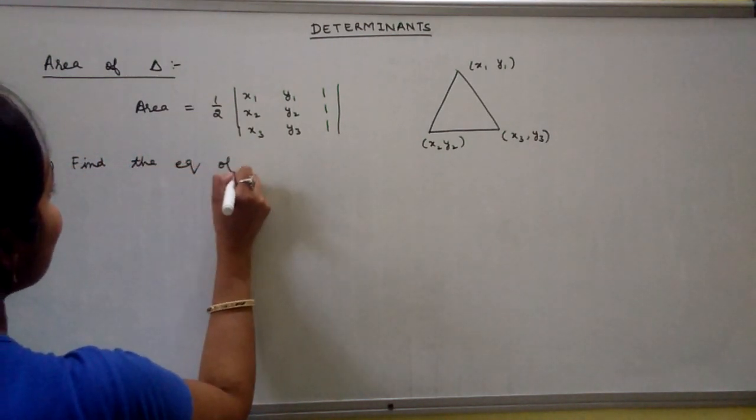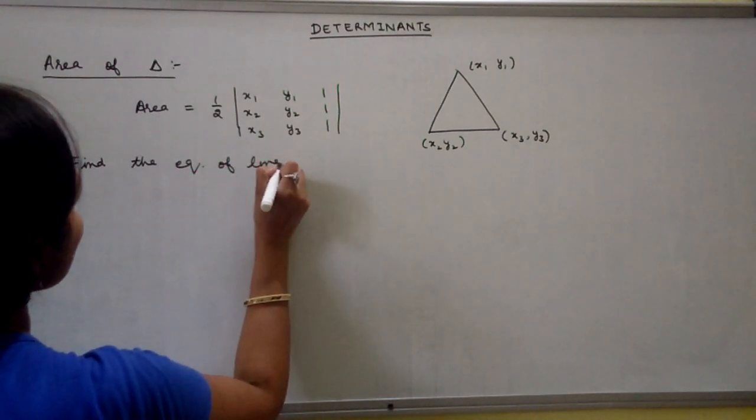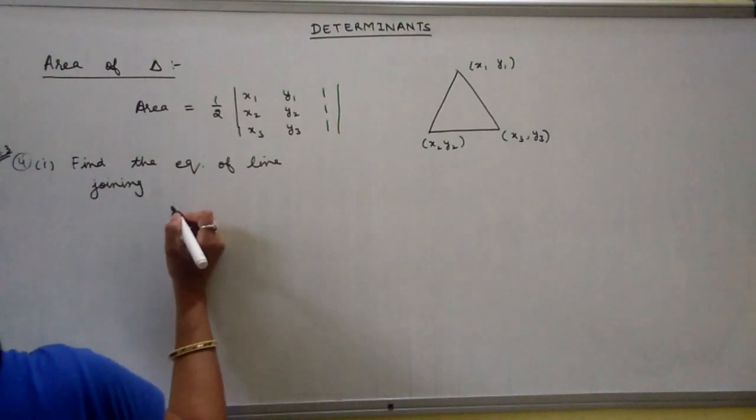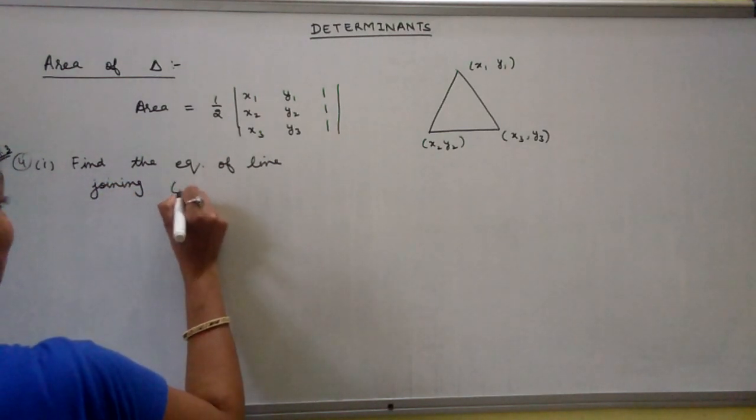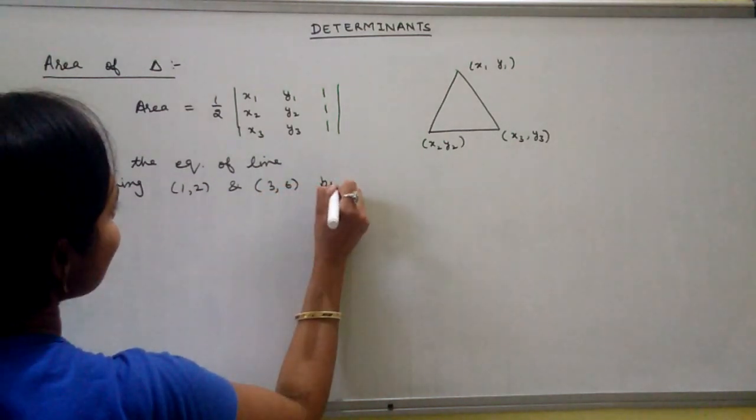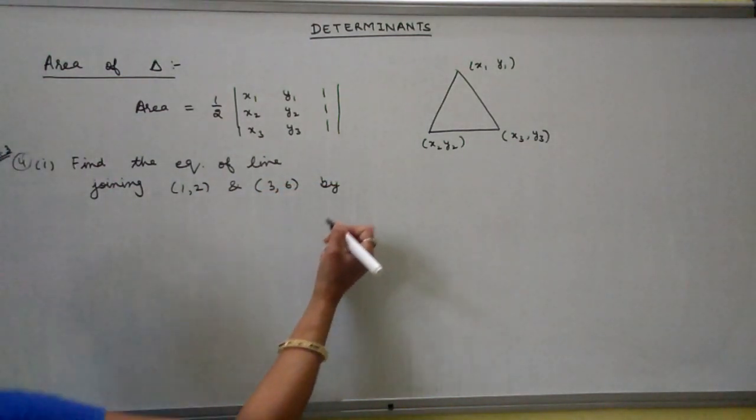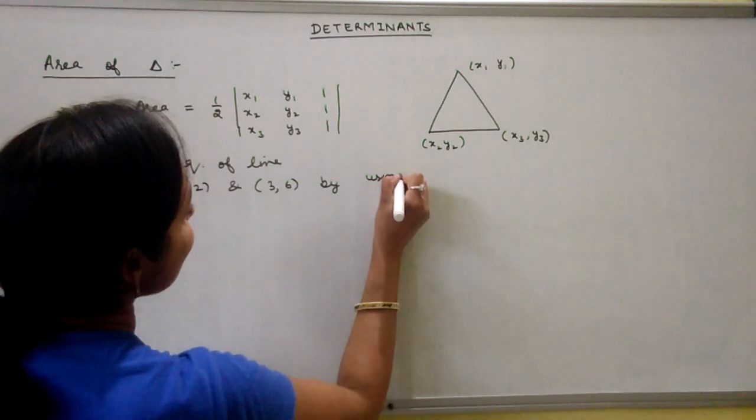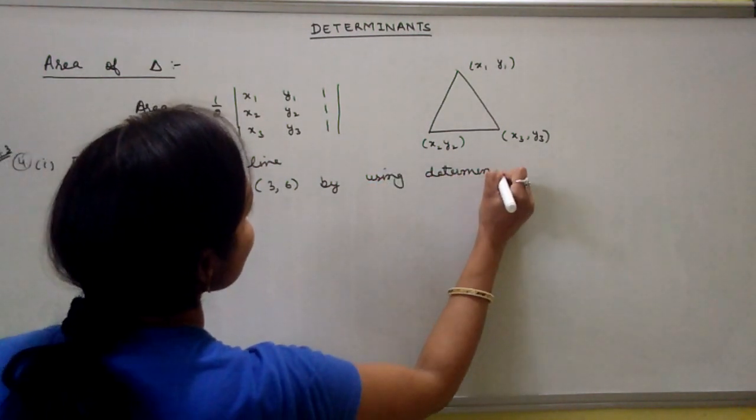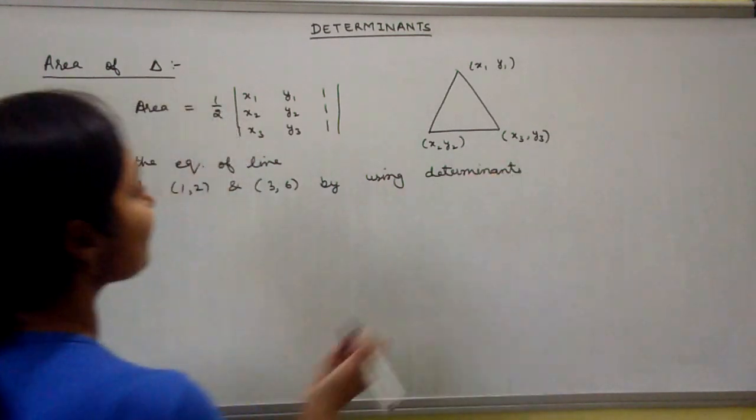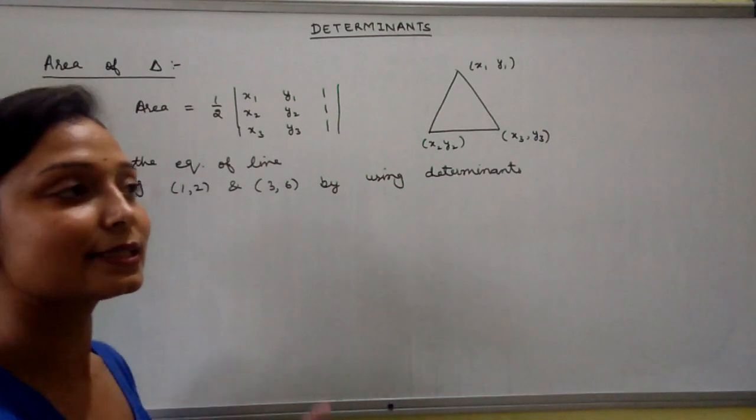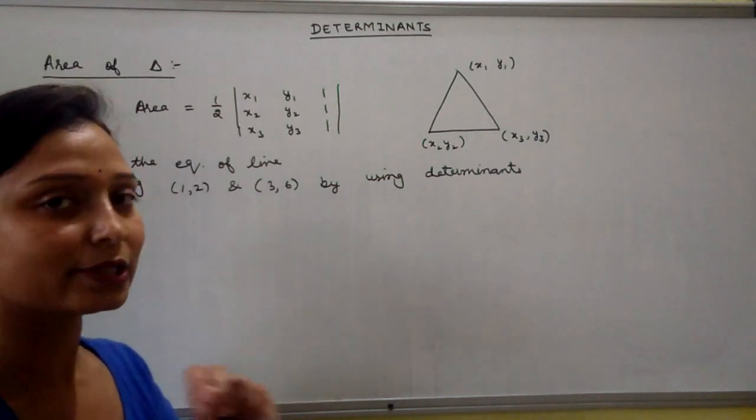equation of line joining 1, 2 and 3, 6 by using determinant. So how can we find the equation of line by using determinant? We know that in a line the area will always equal 0.